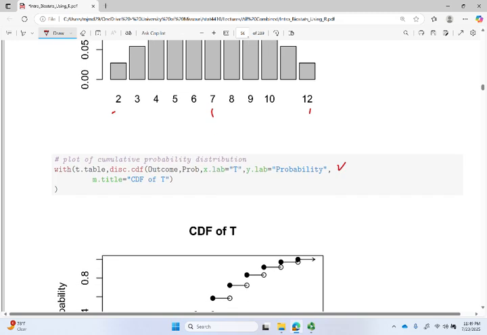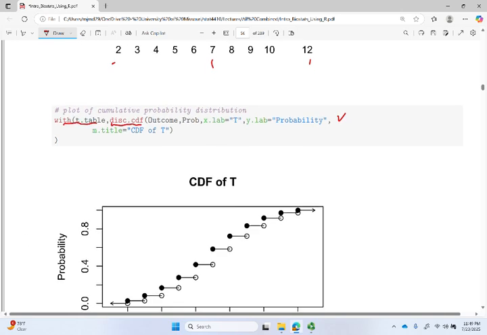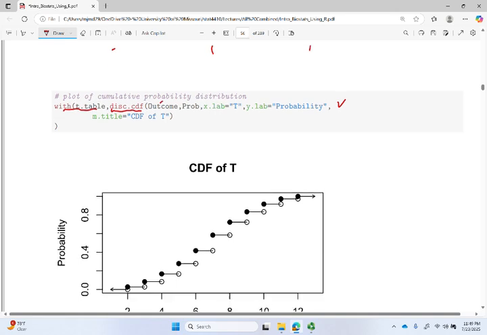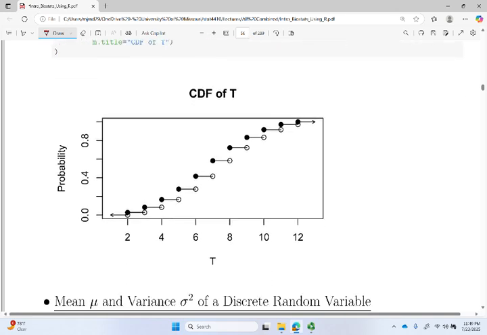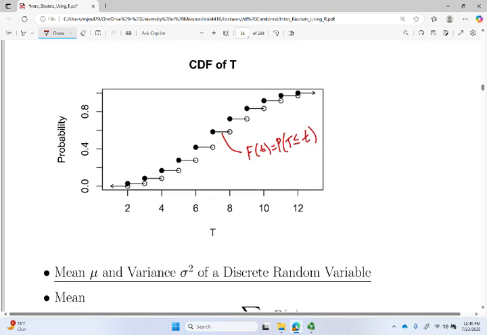Let's plot the CDF for this. So with this table that we created, let's use my user-defined function, discrete CDF, and plot it. And this is the outcome. Each dot on this line is capital F of t. So it's the probability that our random variable is less than or equal to that value. Notice the left limit is 0 and the right limit goes to 1. And it's a step function going up.